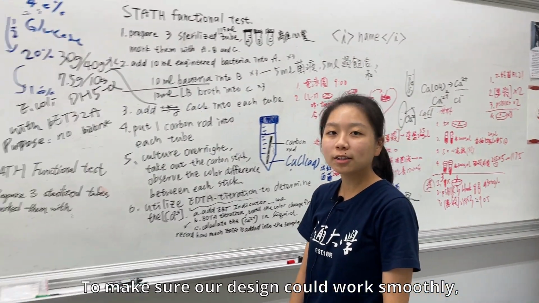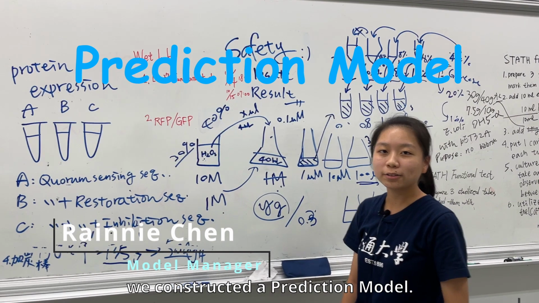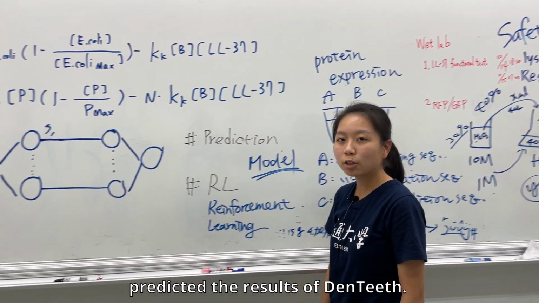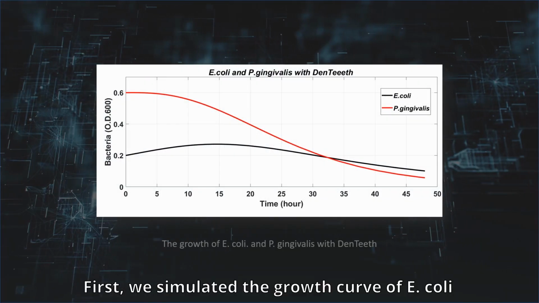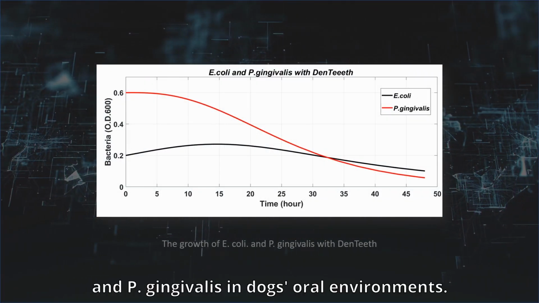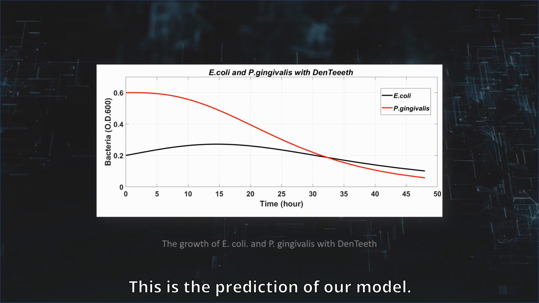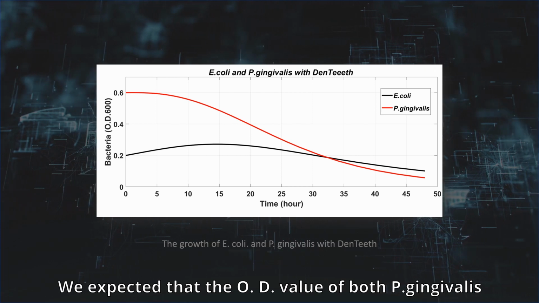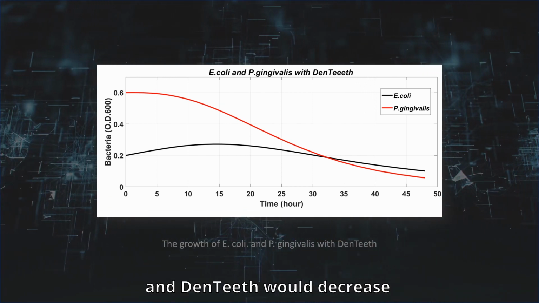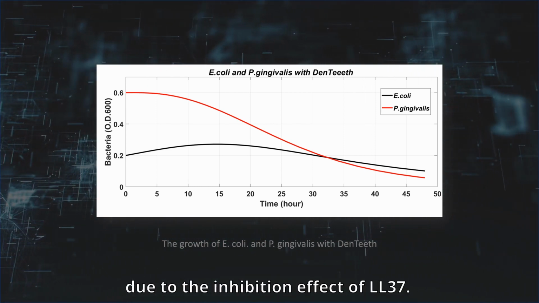To make sure our design could work smoothly, we constructed a prediction model. The prediction model simulated and predicted the result of dentists. First, we simulated the growth curve of E. coli and P. gingivalis in dogs' oral environments. This is the prediction of our model. We expected that the OD value of both P. gingivalis and dentist would decrease due to the inhibition effect of LL37.